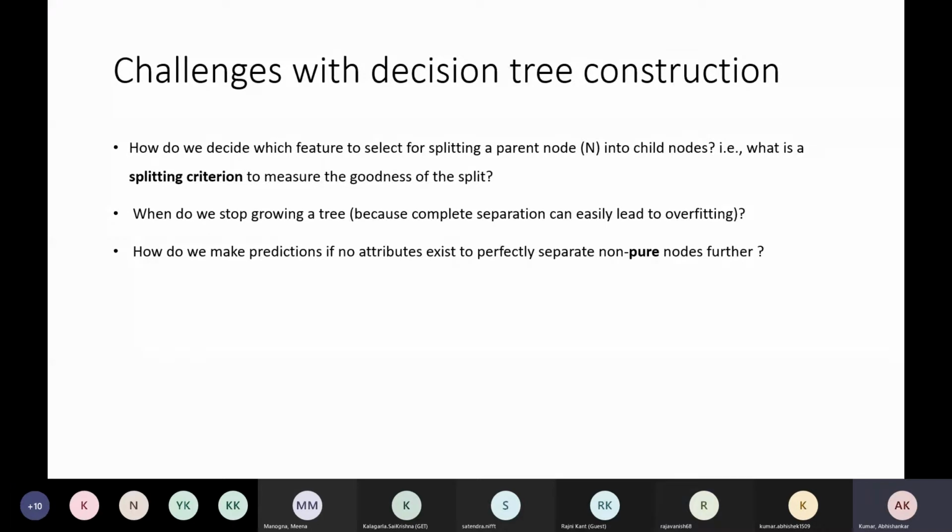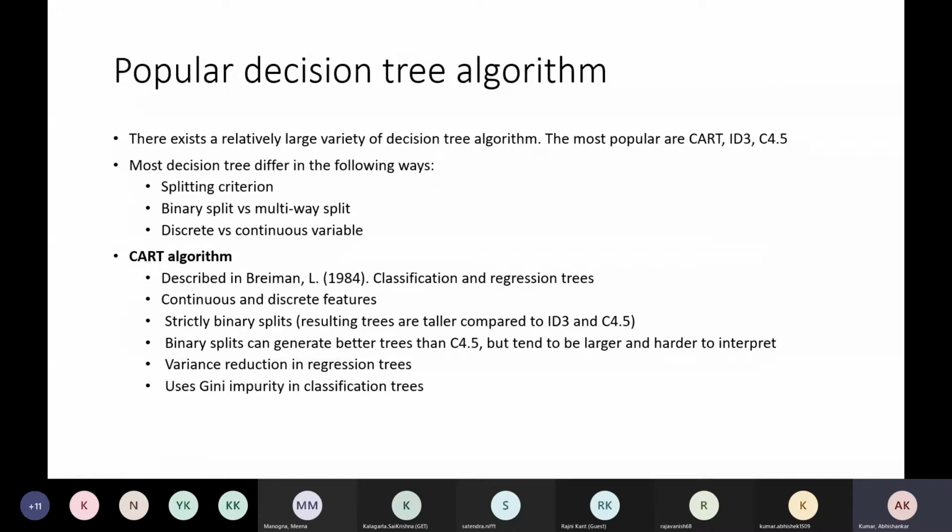Okay. So this was the challenge: which feature we select to split the node. When do we stop growing a tree, and how to make a prediction if no attribute exists to perfectly separate a non-pure node further. These are the challenges we have with decision trees. This we have already discussed on this slide.